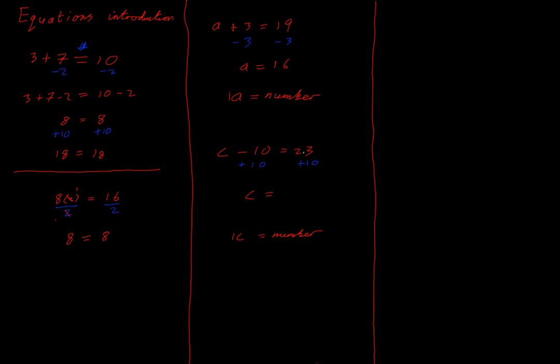So when I do that, I have 23 plus 10 is equal to 33. And now I have what I wanted. I have 1c is equal to a number. And that's what I like.